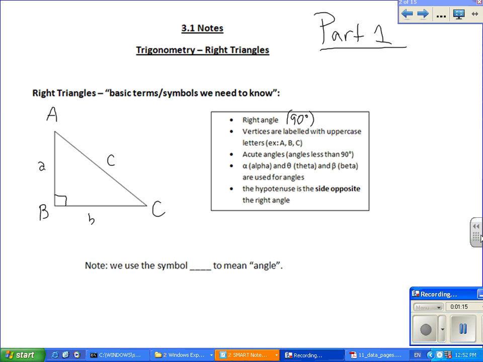Although we don't always have to do this. Sometimes it is easier to describe the sides as, for example, this side here is the side AB. It's the side that is formed between the point A and the point B of the triangle. Acute angles are angles that are less than 90 degrees. So in a right triangle, both angle C and angle A are acute angles. They are less than 90 degrees.